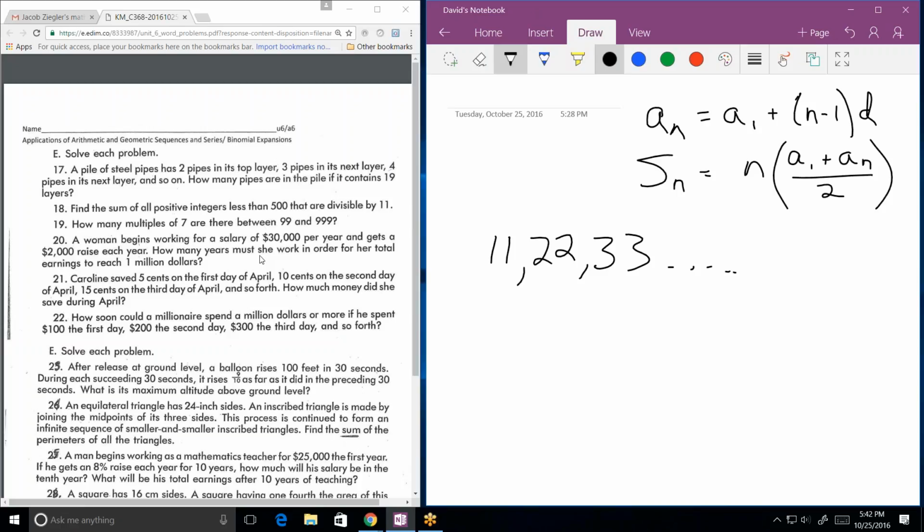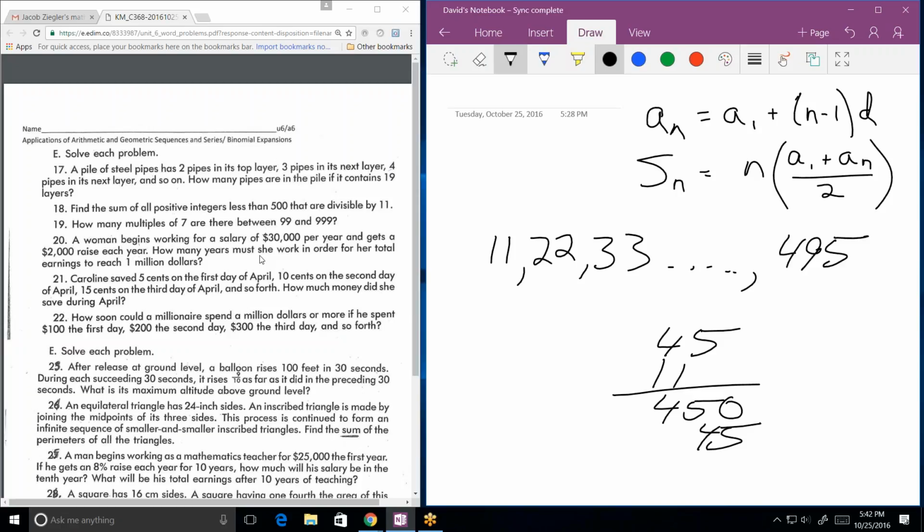Out to what? What's the last number? Do you have your calculator? Let me use my phone. It's 500 divided by 11. 45.45 repeating. Okay, so the last term is going to be the 45th term. And what is that? 11 times 45 is 405. 10 times 45 is 450 plus another 45, 495. Is that what you said? Yeah. So that's our last number in this sequence.